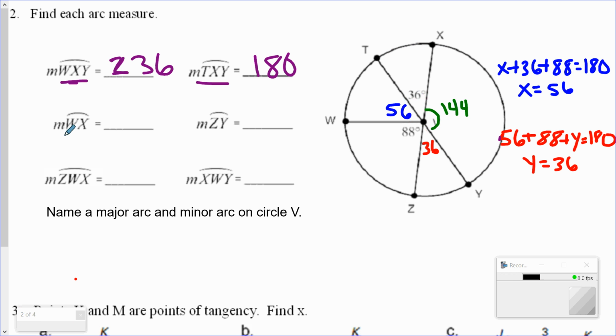The third arc measure is arc WX. Now we have to be careful here. Since there's only 2 letters, we know this is a minor arc, and minor arcs are less than 180. So the only arc I'm looking at is this one here, WX. I'm going to add up 56 and 36, and I end up getting 92. Arc ZY is also a minor arc, so we're just looking at this one, which is just 36.